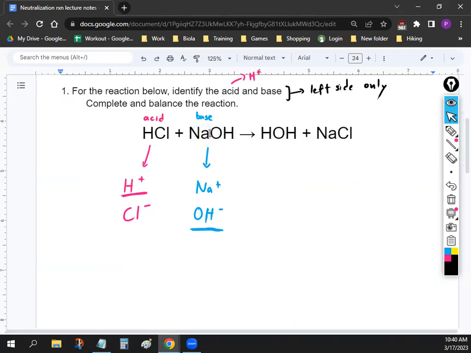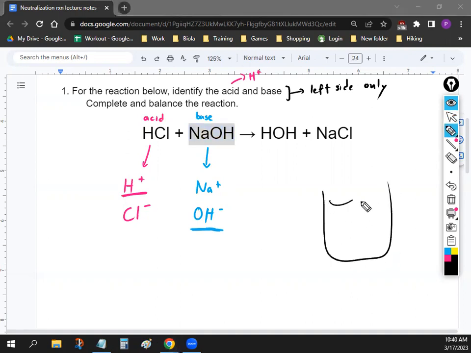NaOH is the base because it breaks apart into Na, and then OH is the polyatomic, right? Hydroxide on your chart. And so it breaks apart into these two. So if this chemical breaks into OH minus, if I put it into a solution, it's going to break apart into Na plus and OH minus. So if it breaks apart into these two, there's going to be more OH minus, right? And so that's why it's going to be a base.